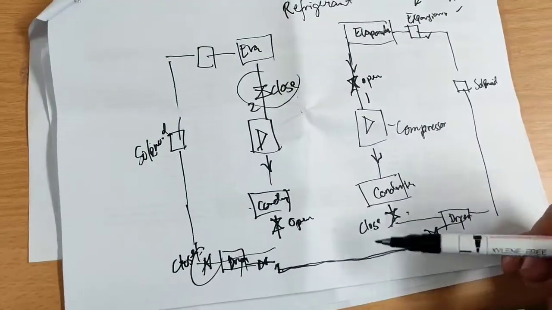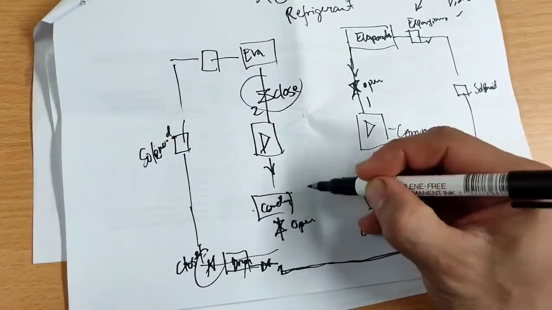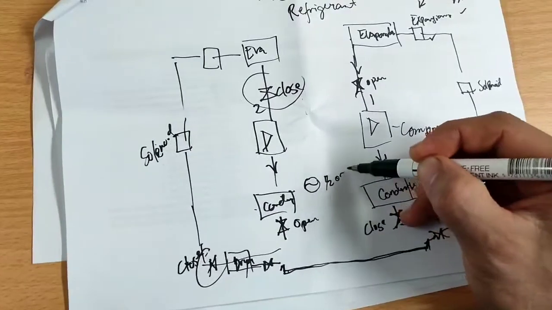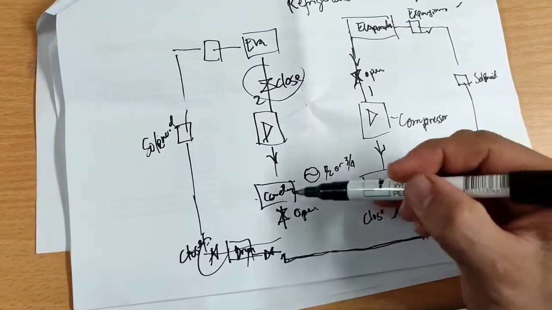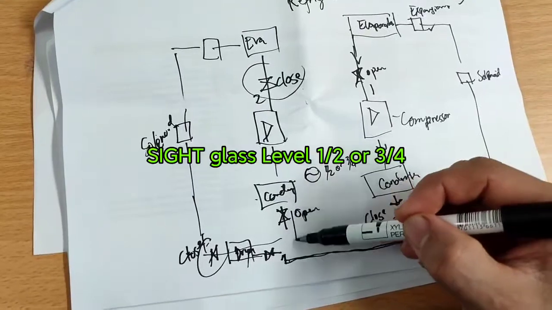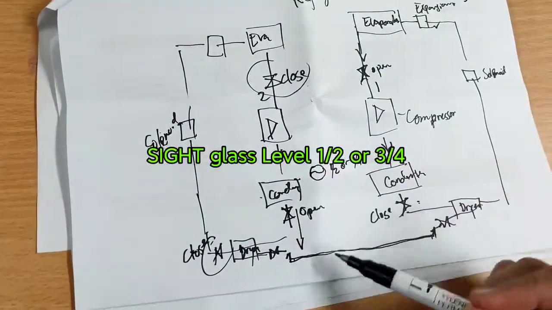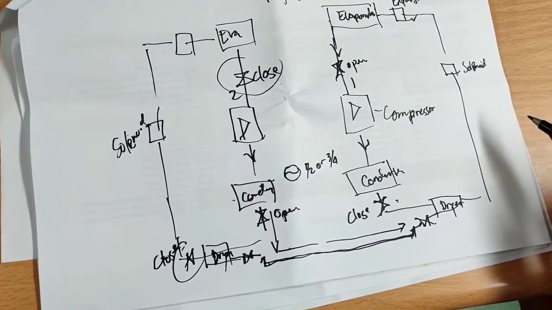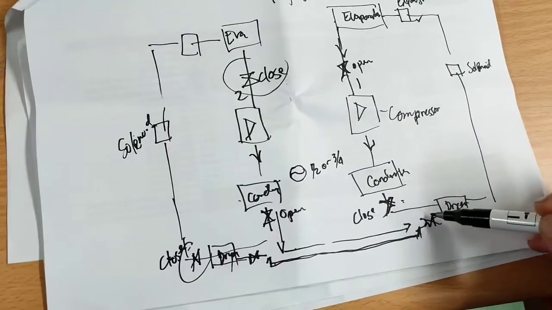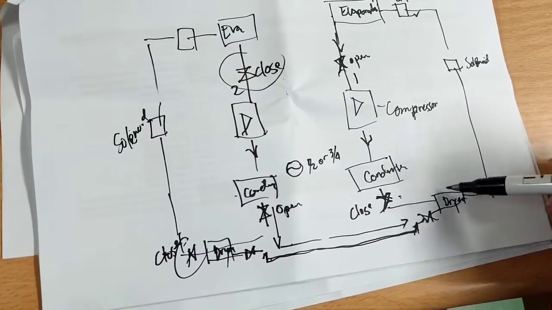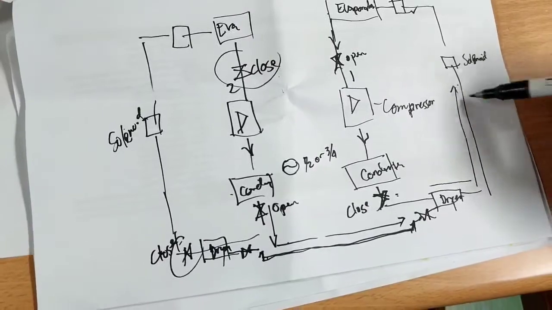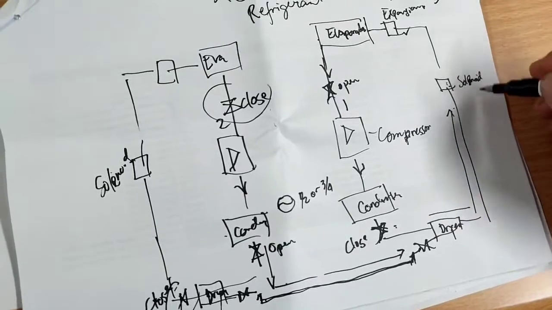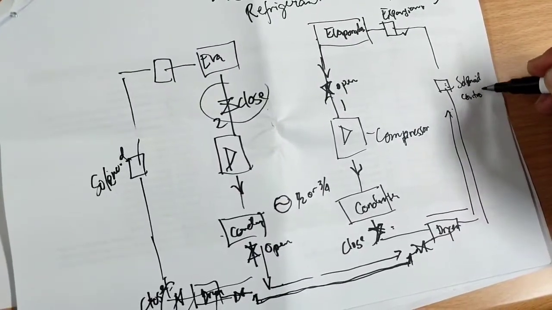Okay, let's start. For example, system 2 level at the side glass is 1/2 or 3/4. That is the level at the side glass you need to transfer. Okay, this is the flow. Number 2 condenser going to the charging valve at number 1, because the after condenser is closed. Goes like this. Go to the solenoid, and take note, this solenoid must be open.